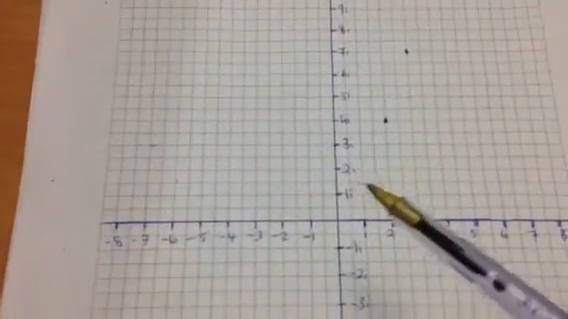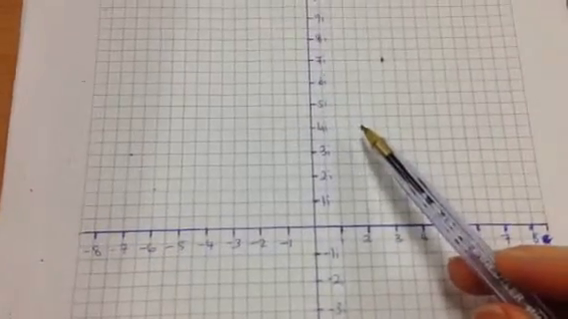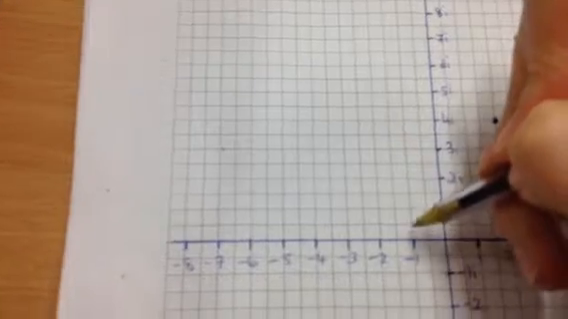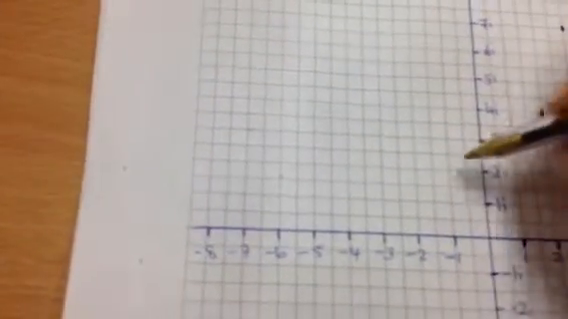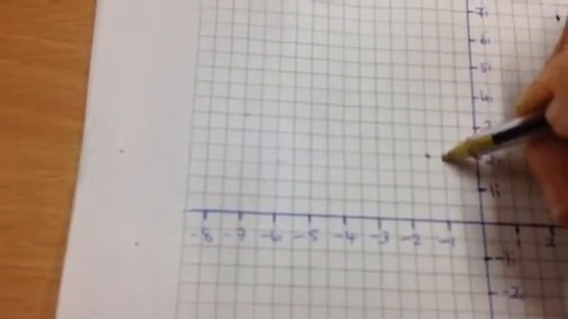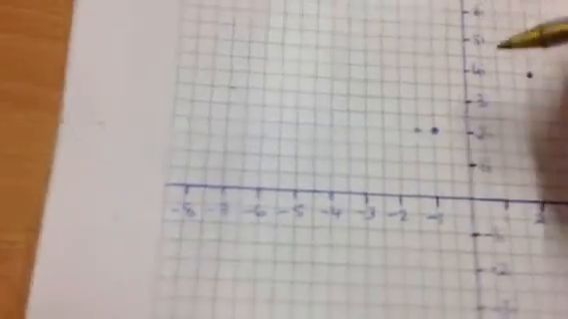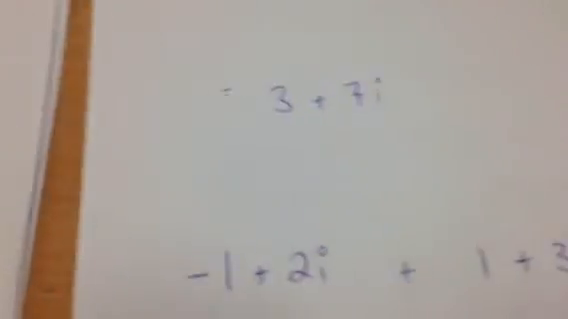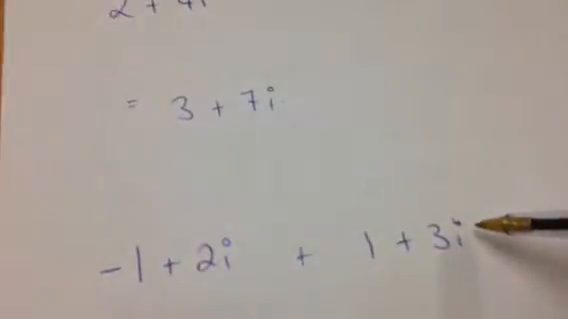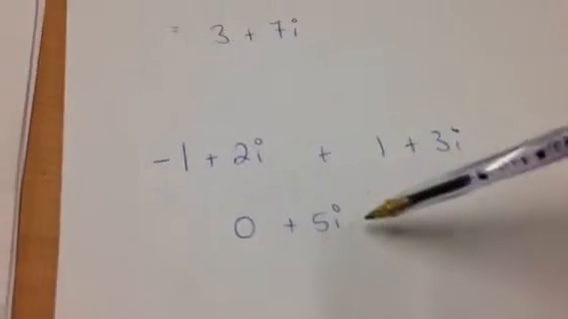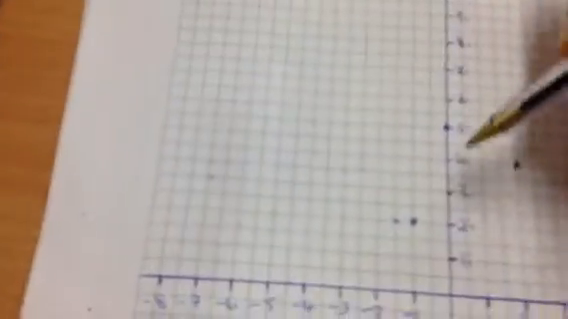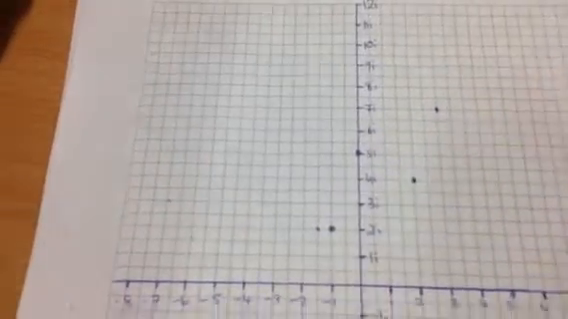Let's say I picked a different original complex number here. Let's say I picked minus 1 plus 2i. I'm sorry, there. And what happens if I add the same complex number again, 1 plus 3i, same as before? I'd get 0 plus 5i, which is here.